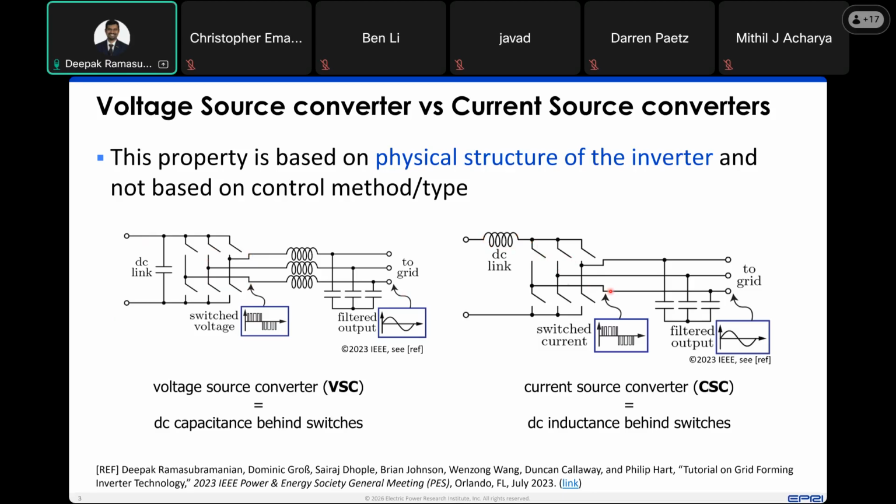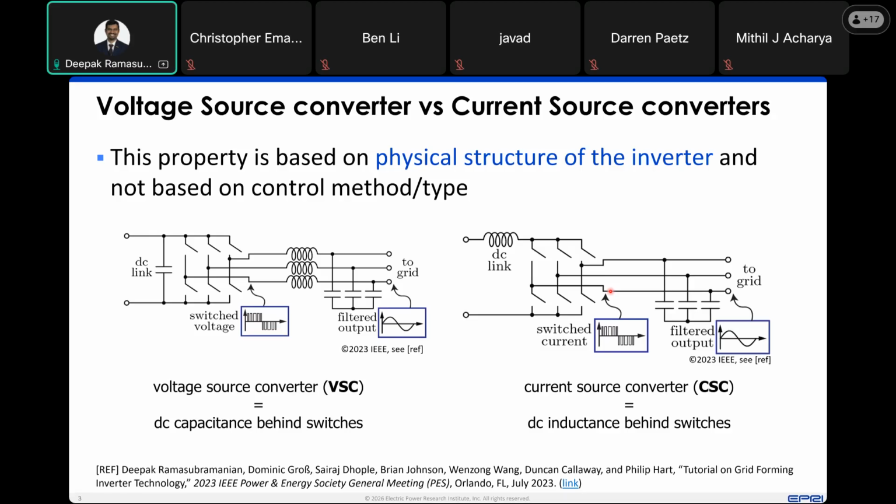Now, this aspect of whether it is a current source or a voltage source converter, as I said, is purely from the perspective of the physical structure of the device. And that is something that we have to keep in mind as we go through this entire presentation, because one might have come across the notion quite a bit saying that today's inverters are current sources and we want voltage sources on the network.